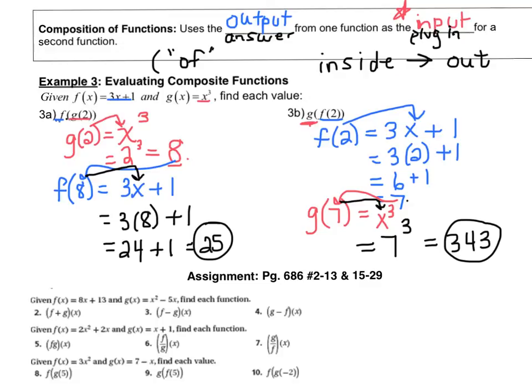For your assignment, I changed it so you only need to do numbers 2 through 10. So kind of ignore this 2 through 13 and just do 2 through 10. All right, good luck.